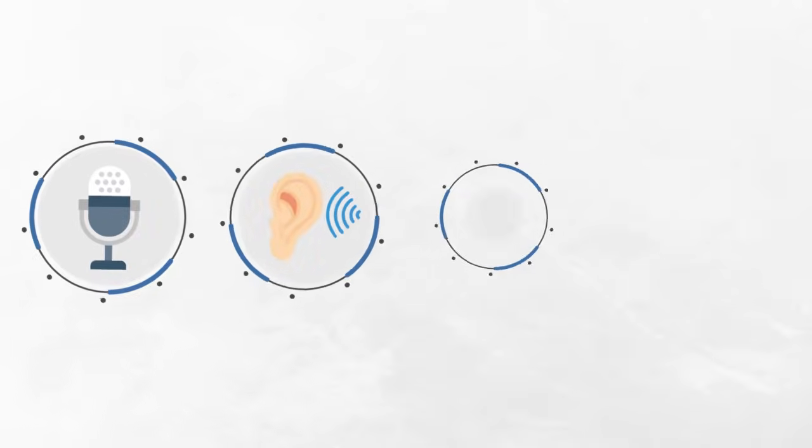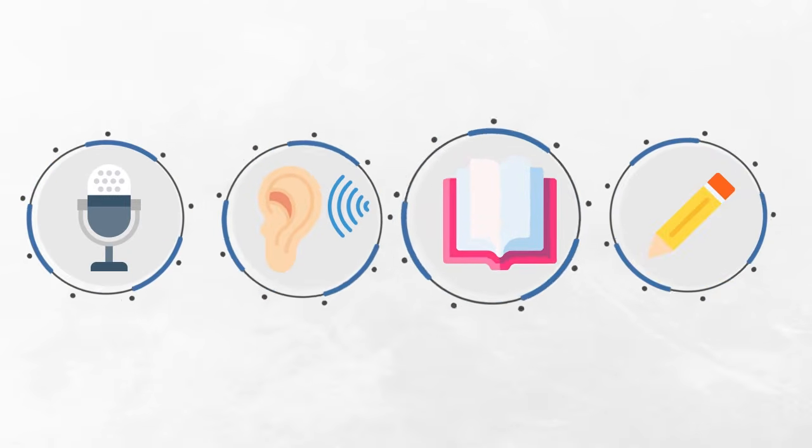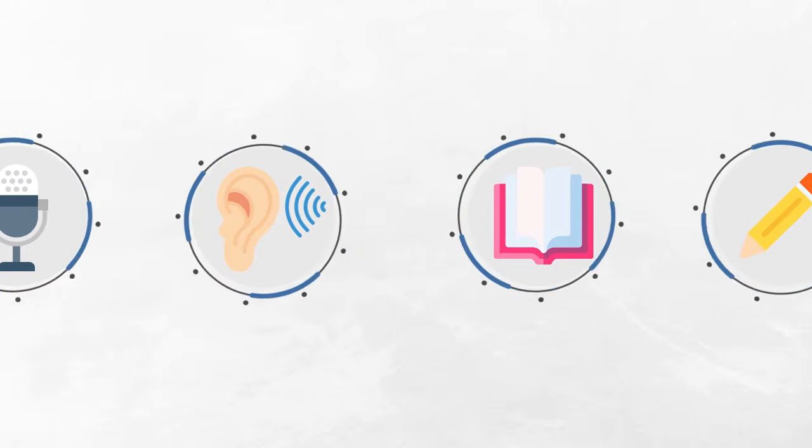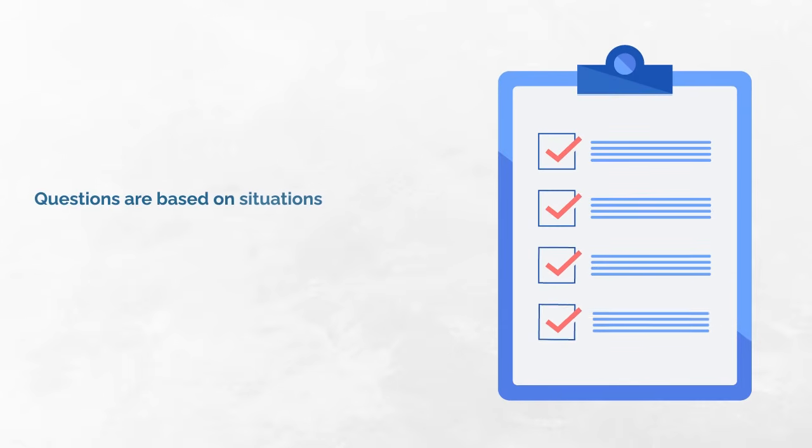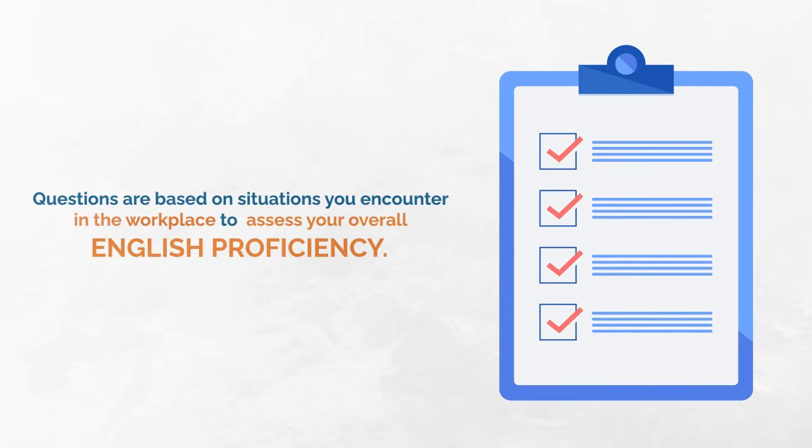So what exactly does this test entail? Let's see. Skills measured on this test are speaking, listening, reading, and writing. Questions are based on situations you encounter in the workplace to assess your overall English proficiency.